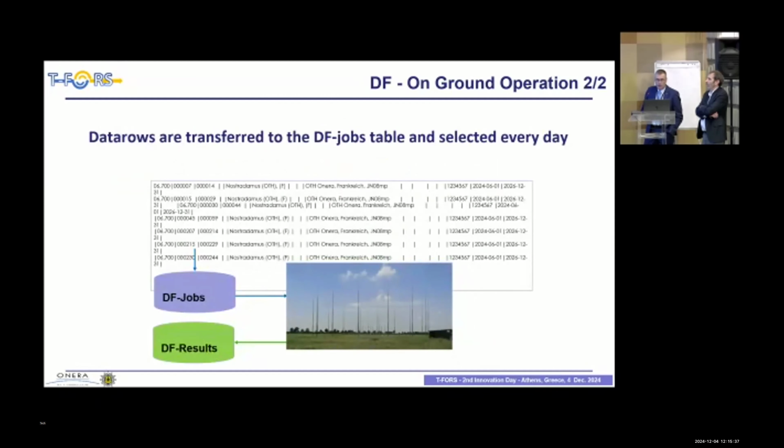And you can see it on this slide, the jobs for the direction finding systems, which are stored in the database. In this way, we are able to get back the results from the direction finding system for later analysis.